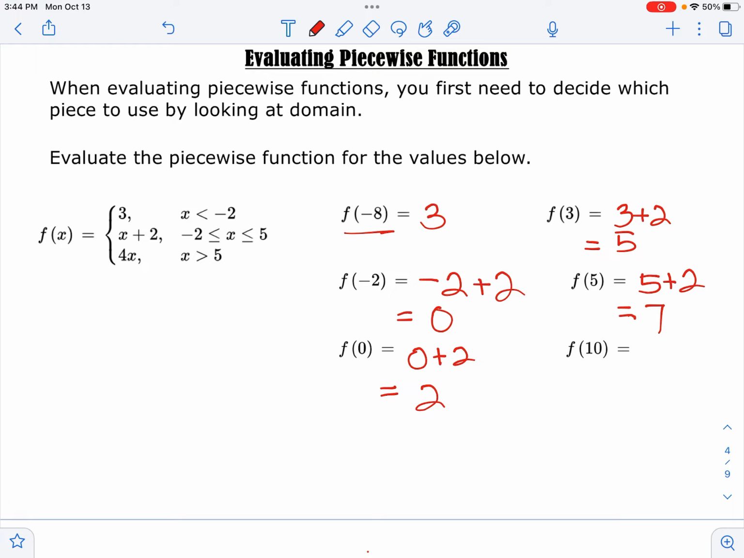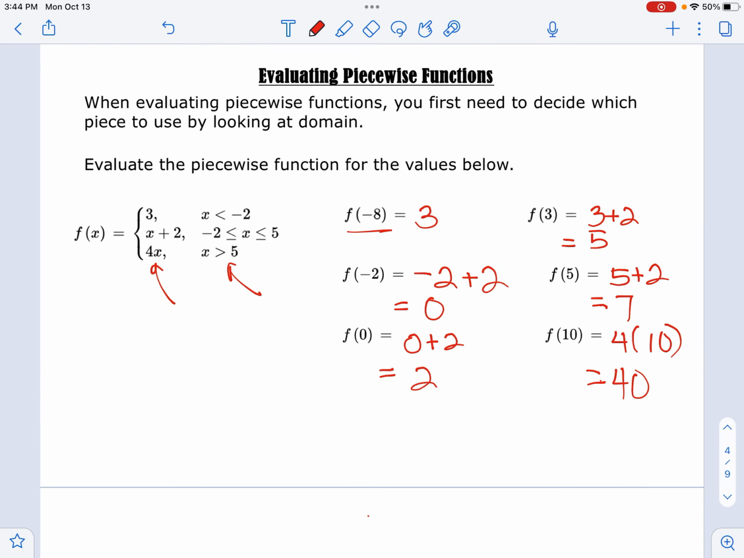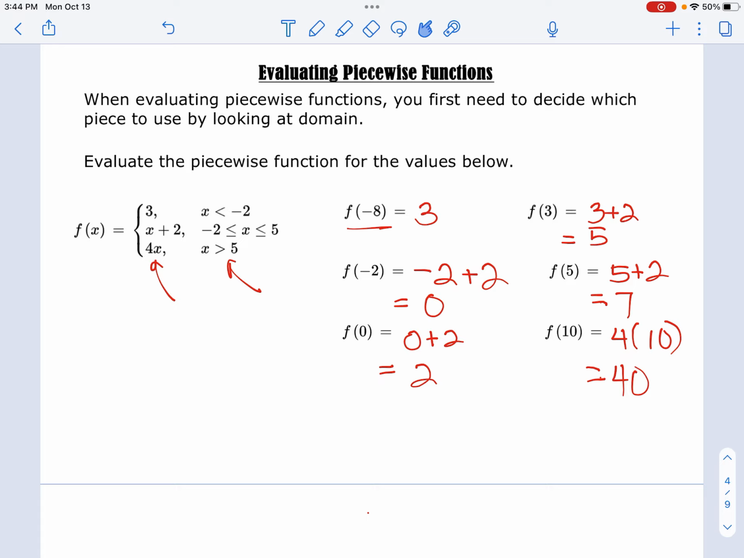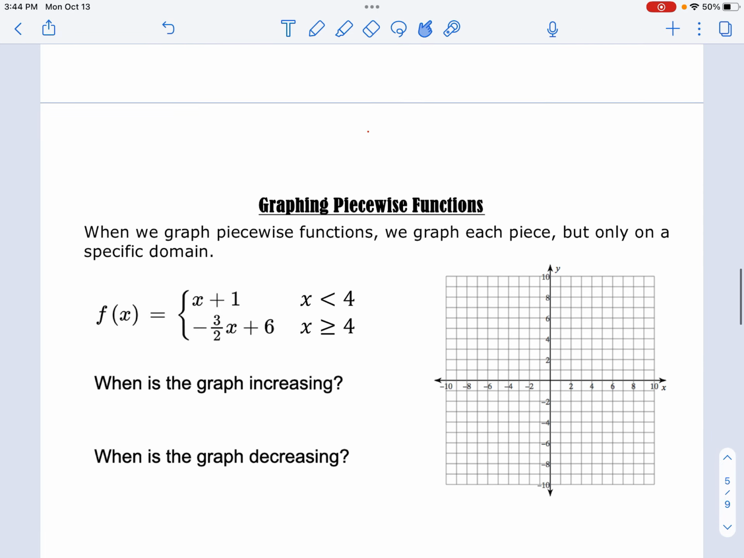Okay, and then the last one is f of 10, which is definitely bigger than 5. So I'm going to use this piece, so 4 times 10, which is 40. And that's how you evaluate a piecewise function. Look at the domain, figure out what you got to use, which piece you got to use.